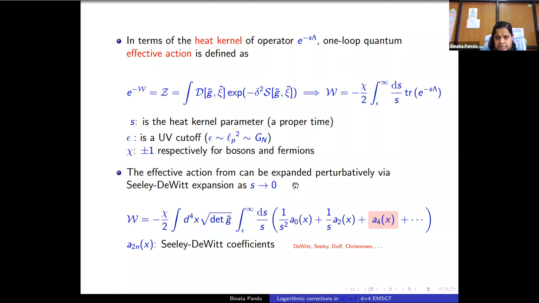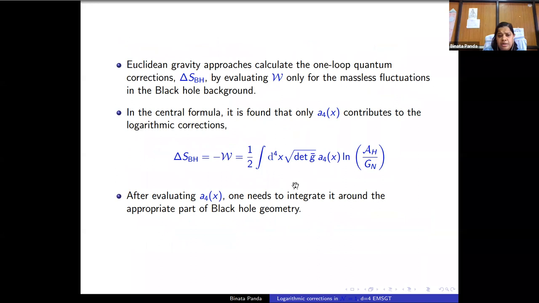Fine. So if you use the Euclidean gravity approach, you can calculate this one loop correction. That will be evaluating this W only for the massless fluctuations in the black hole background. So as you see in the central formula, we have to only calculate the a for x in the expansion, because that will contribute to the logarithmic correction, the s independent term in the series. So your first job is to evaluate f for x, and then you have to integrate it around the appropriate part of the black hole geometry.